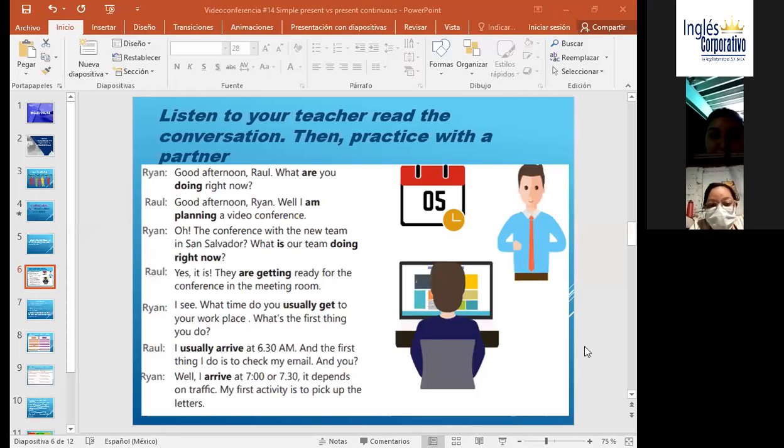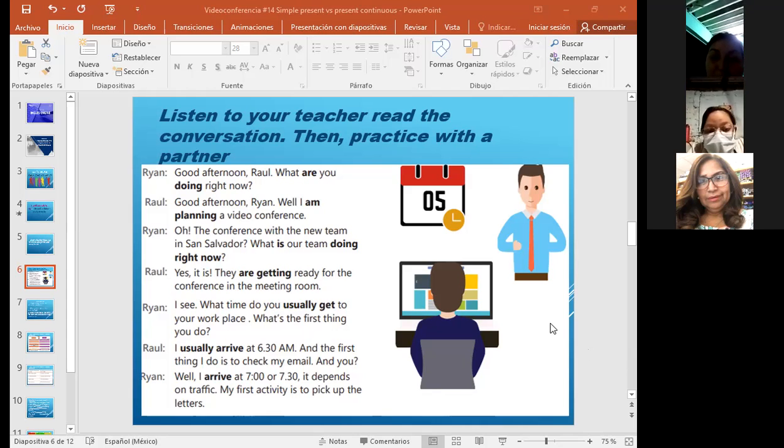Yes, it is. They are getting ready for the conference in the meeting room. I see. What time do you usually get to your workplace? What's the first thing to do? I usually arrive at 6:30 a.m. The first thing I do is check my email. Well, I arrive at 7 or 7:30. It depends on traffic. My first activity is to pick up the letters.